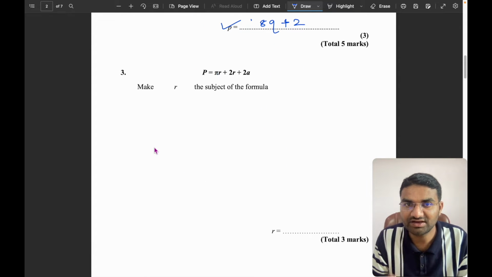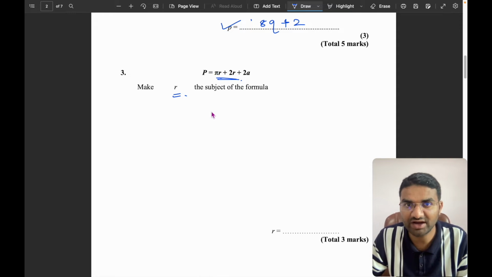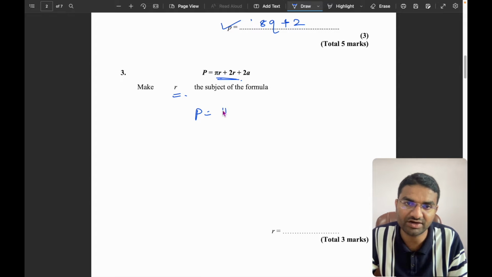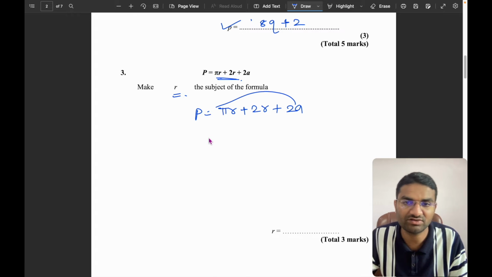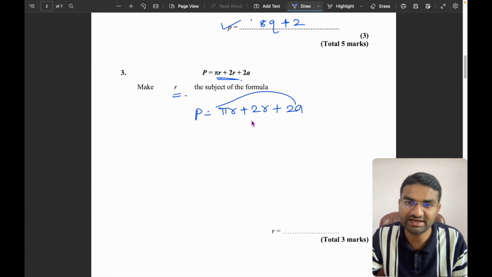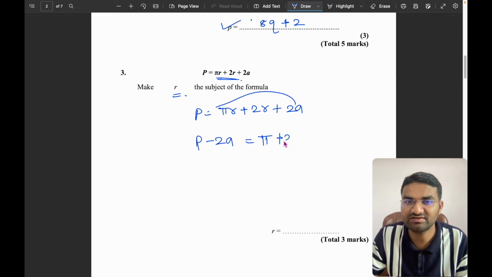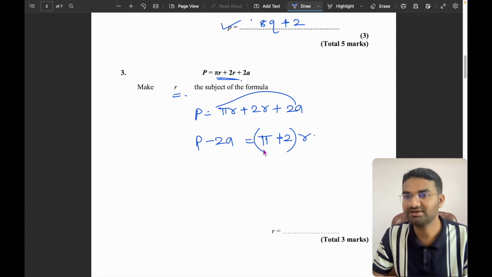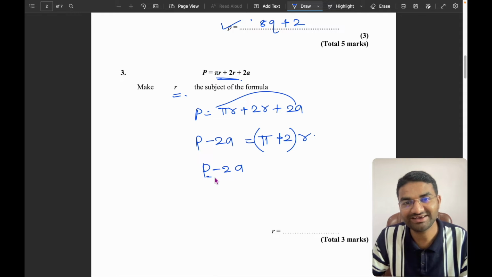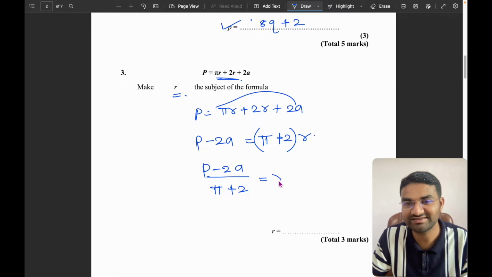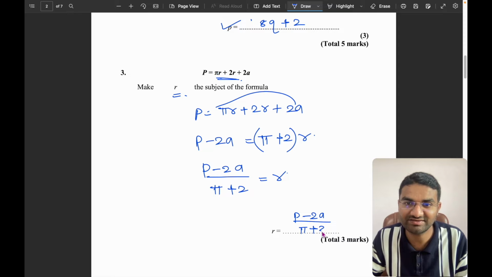Then next, here you have to make R the subject. If you look here, you have pi R plus 2R, right? So P is equal to pi R plus 2R plus 2A. Transfer firstly this 2A to the left, and from the right hand side you can take out R as a common factor. So P minus 2A is equal to pi plus 2 times R, right? That's it. It's simple, right? Then next, P minus 2A over pi plus 2 is equal to R. That's it. P minus 2A over pi plus 2.